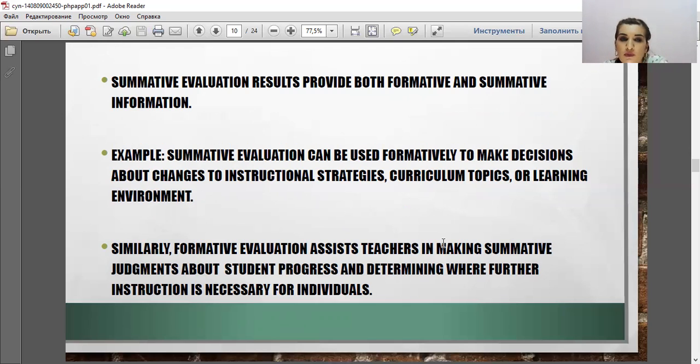For example, summative evaluation can be used formatively to make decisions about changes to instructional strategies, curriculum topics, or learning environment. And similarly, formative evaluation assists teachers in making summative judgment about students' progress and determining where further instruction is necessary for individuals. It means that assessment will not stop anyway. During the whole course, we will assess them by formative assessment, and at the end, it will be just proved with summative assessment.